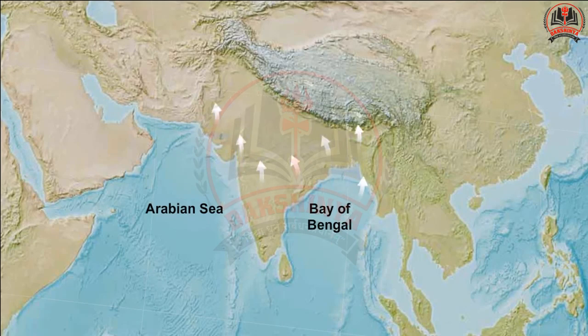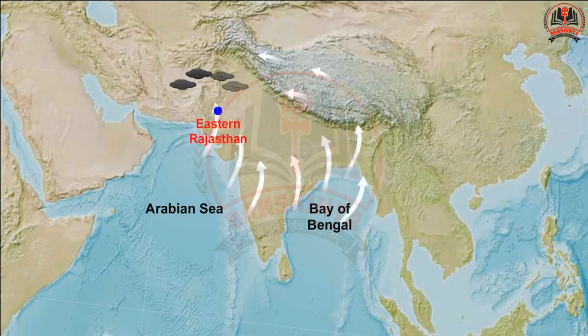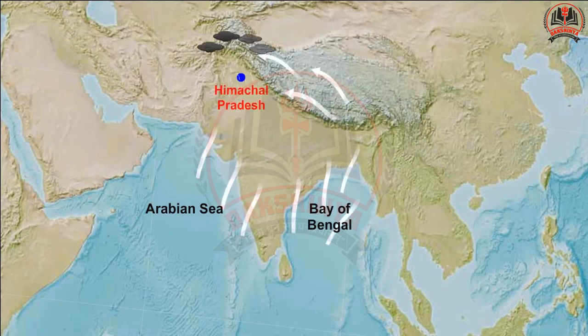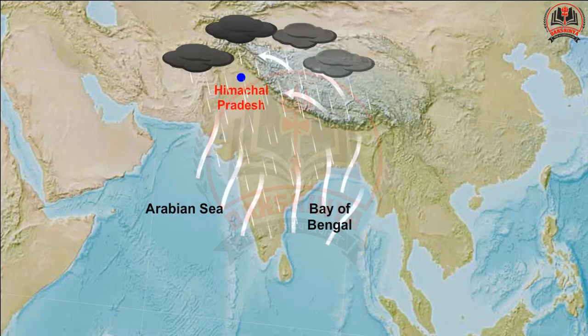By the first week of July, the monsoons reach western Uttar Pradesh, Punjab, Haryana, and eastern Rajasthan. By mid-July, they reach Himachal Pradesh and the rest of the country.